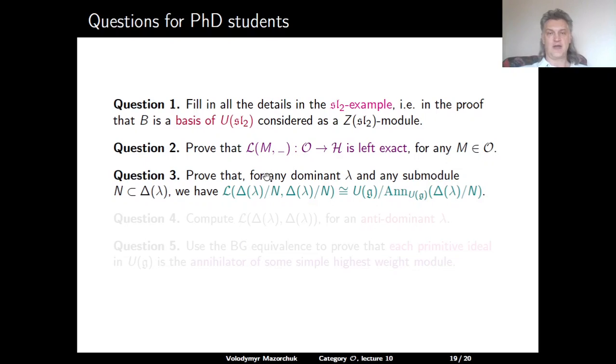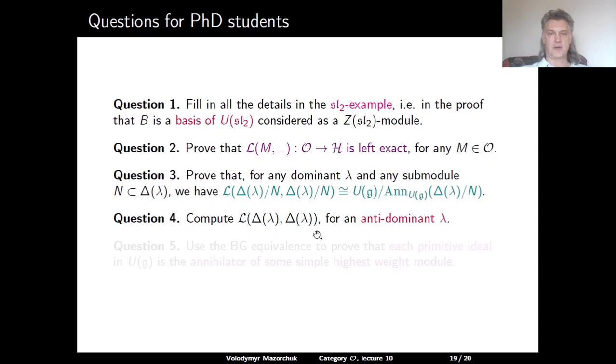Question 3. Prove that for any dominant weight lambda and any submodule N of delta lambda, the corresponding Harish-Chandra bimodule L from delta lambda quotient by N to delta lambda quotient by N is isomorphic to the bimodule U of G divided by the annihilator of delta lambda quotient by N in U of G.